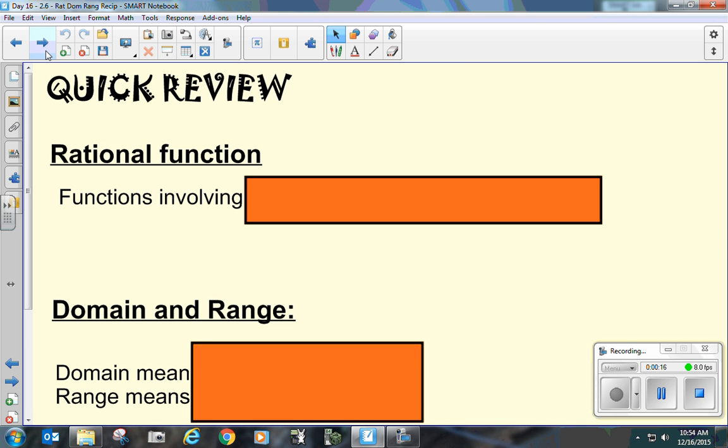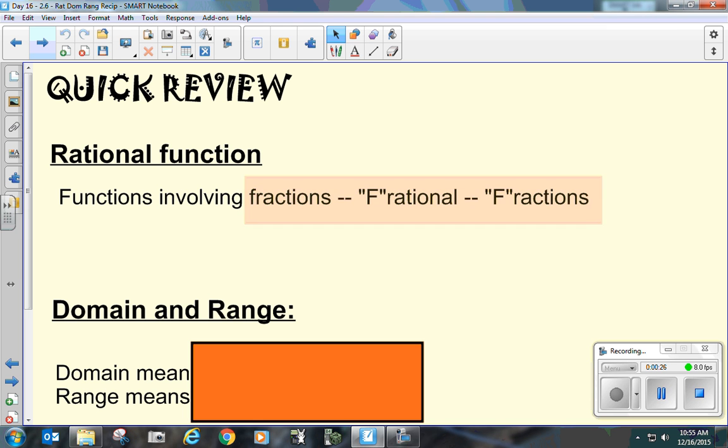So let's get started with just some quick review. What is a rational function? They're functions involving what? Fractions. All right? Involving fractions. Remember, we put the letter F in front of rational. It sounds like fractions. So, rational functions, they're fractions.